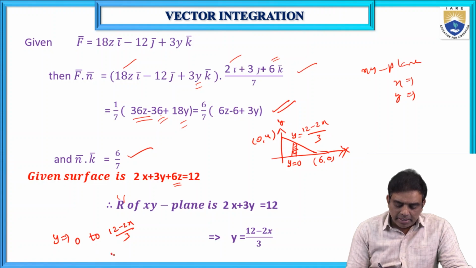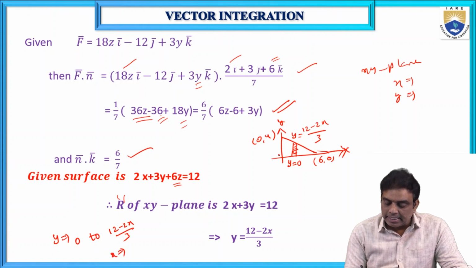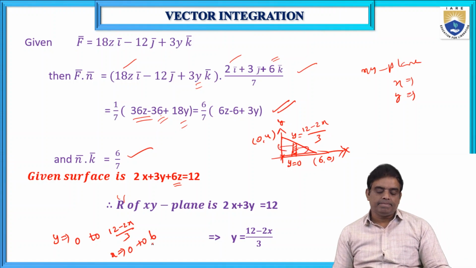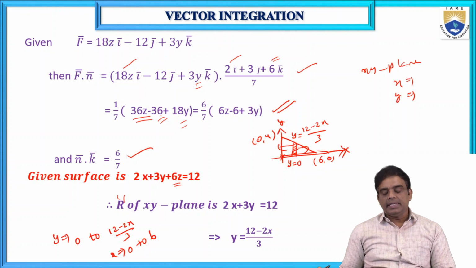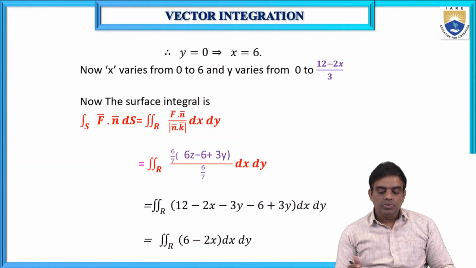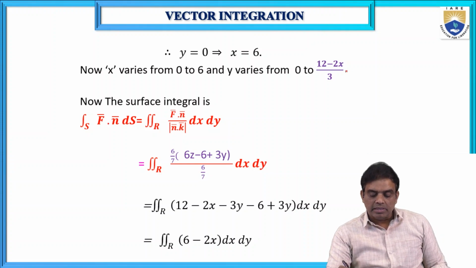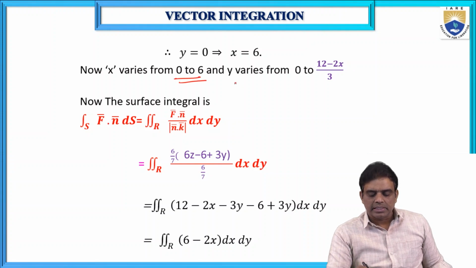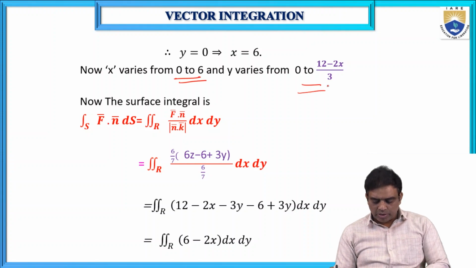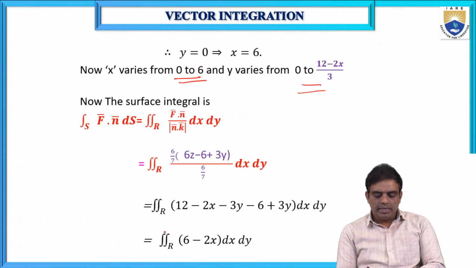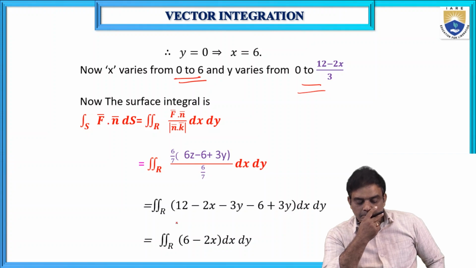Then what is the x limit? The x limit is the constant limit. It has to vary from this point to this point, that is, x varies from 0 to 6. So these are the limits of integration for the final case. The limits are x from 0 to 6, and y varies from 0 to (12 minus 2x) by 3.